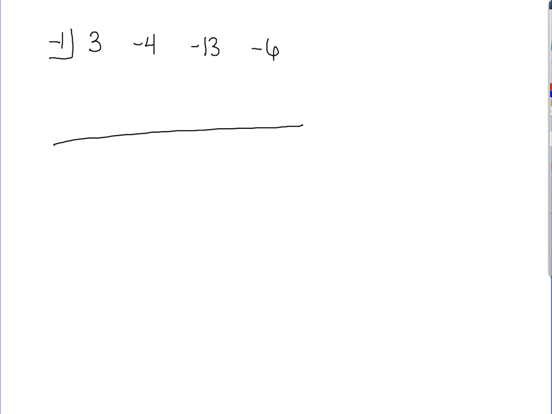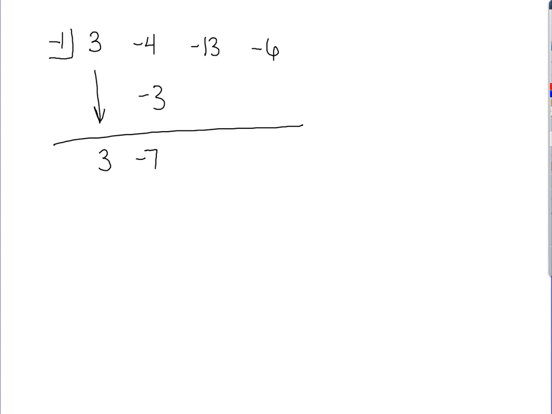So our function was 3x cubed minus 4x squared minus 13x minus 6. So we take those coefficients and put them across the top. We think one of our zeros is at negative 1, so we're going to do synthetic division with negative 1. Remember, you bring the first number straight down. Negative 1 times 3 gives us a negative 3. We add straight down, that's going to give us negative 7.